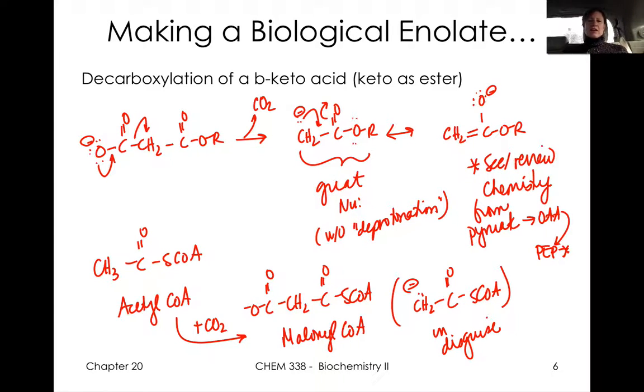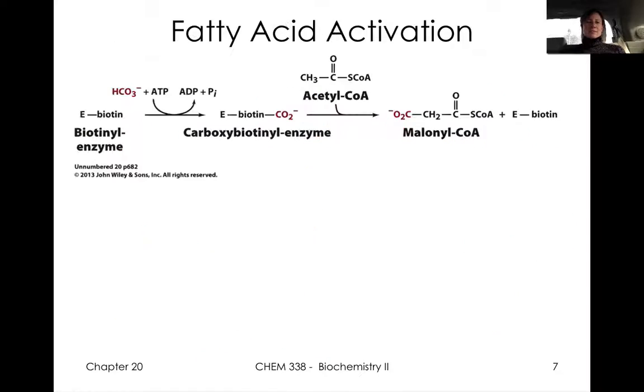Again, we'll go through that in our activity. But we're going to add CO2 to acetyl-CoA in much the same way that we add CO2 to pyruvate, generating a beta-keto ester, or in the case of malonyl CoA, a beta-keto thioester. And that's going to allow us to be able to generate our nucleophile and do our chemistry. So again, malonyl CoA is really kind of a hidden acetyl-CoA thioester in disguise.